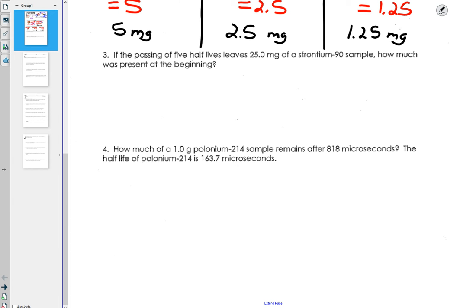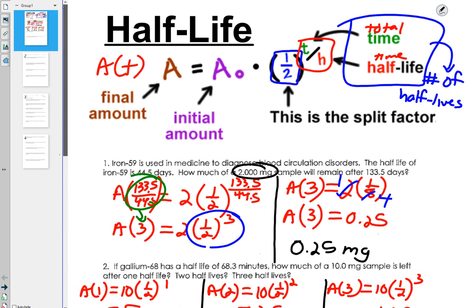This one should work. If the passing of 5 half-lives leaves 25.0 milligrams of strontium 90 sample, how much was present at the beginning? So what are we looking for here? We're looking for an initial amount. Well, in any formula, anytime you have several unknowns, they have to give you the rest of them. Normally, the one that we're looking for is the one that's isolated. But here in this formula, we're not looking for the one that's isolated. We're looking for this one here, the initial amount.